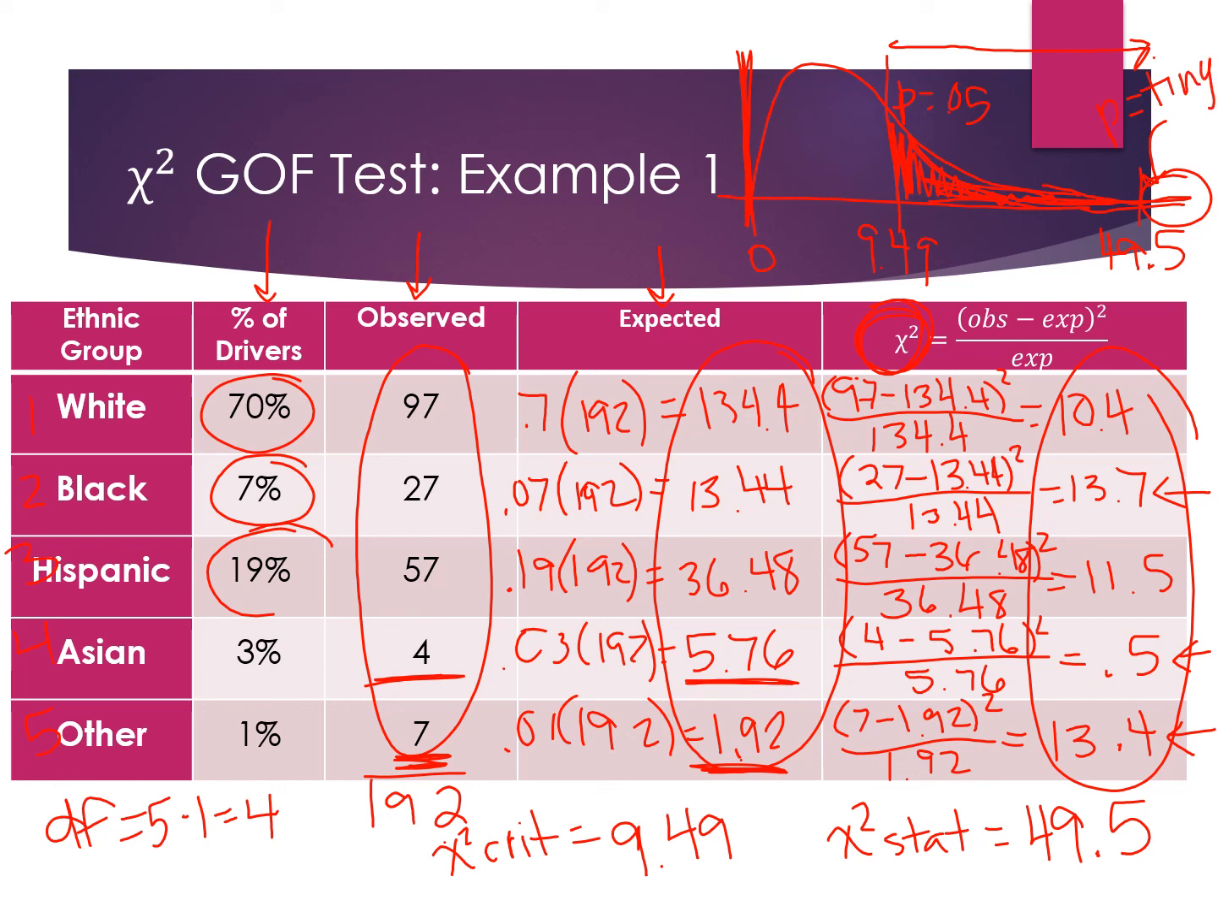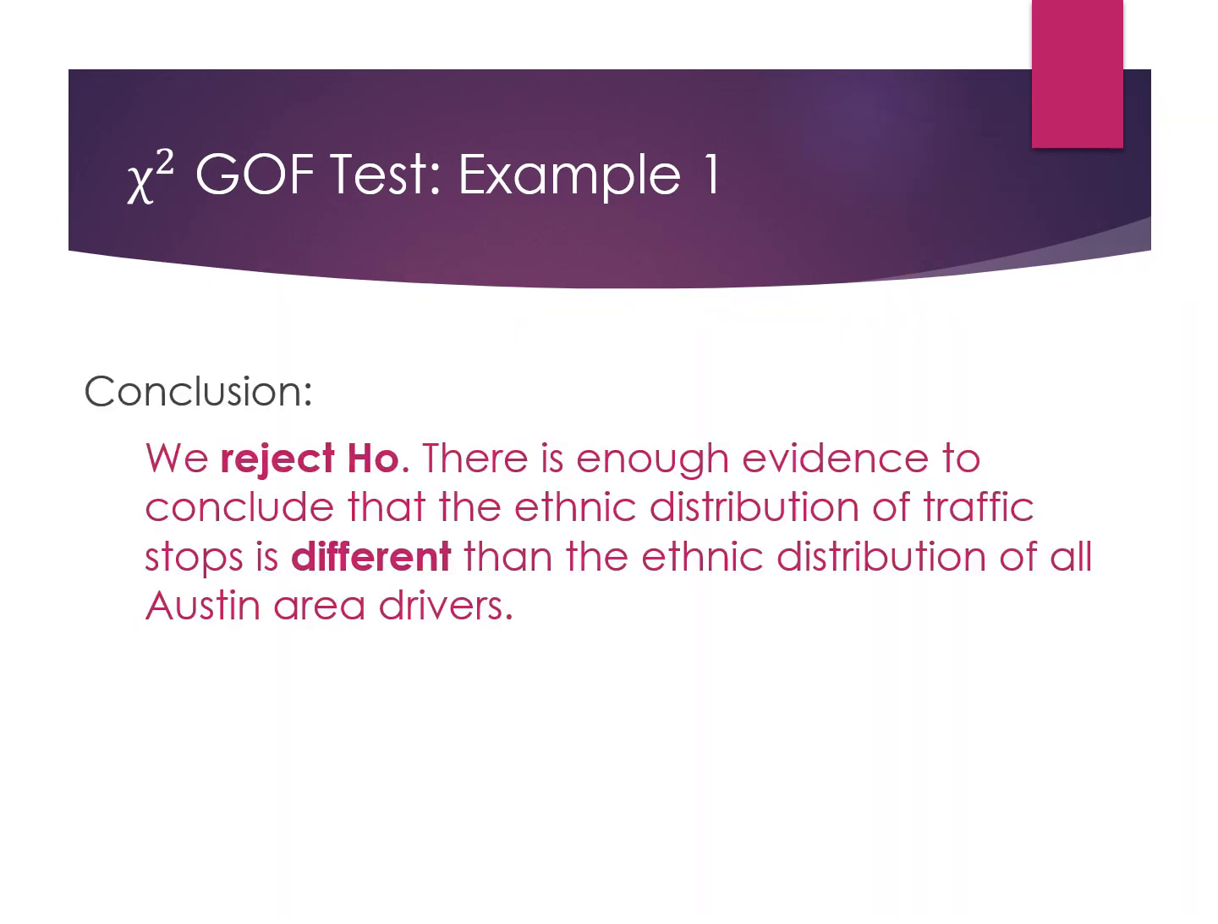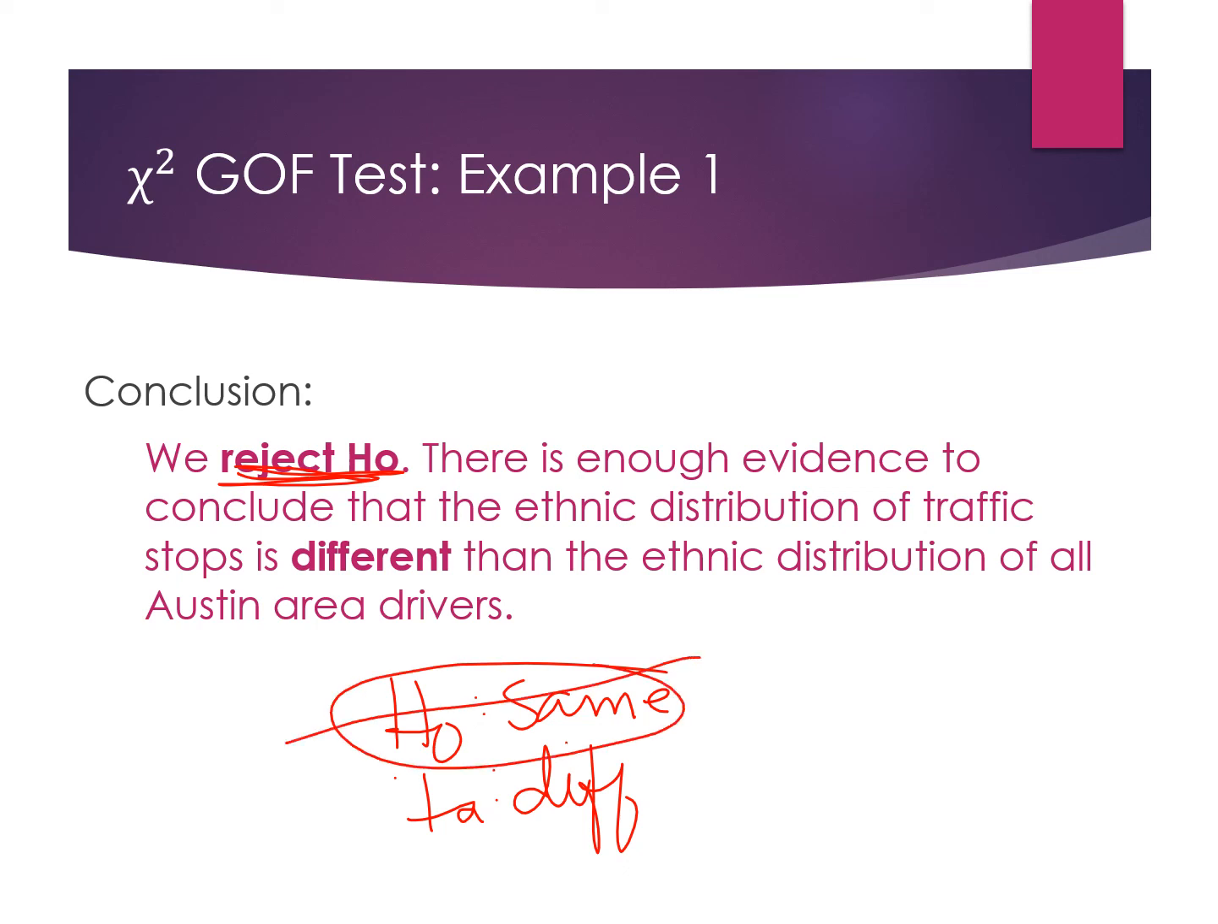And what do we say? When P is low, reject the H0. So we reject the null hypothesis, which, remember, is that the distributions were the same. We were trying to prove that they were different. So if you reject the null hypothesis, that means you have enough evidence to conclude that the distribution of traffic stops is different than the distribution of all Austin area drivers.